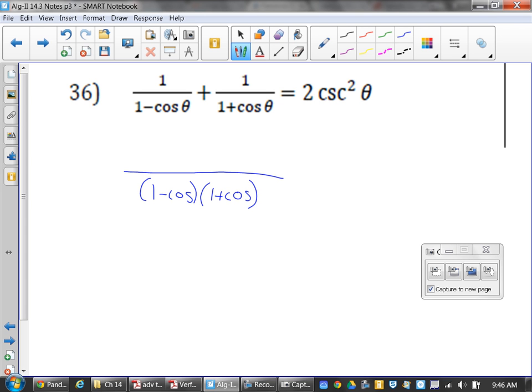Numerator on the left needs a 1 plus cosine. Since I multiplied it by 1, I don't need to do anything. Numerator on the right needs a 1 minus cosine. Okay? Now, what is 1 plus cosine plus 1 minus cosine? 2. Very good. Over sine. The denominator, you get 1 minus cosine squared, which is, you just said, Colin, sine squared, which is 2 cosecant squared.